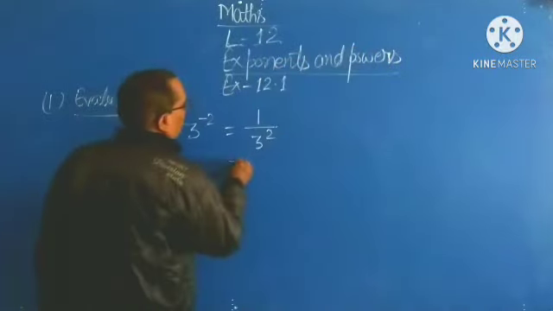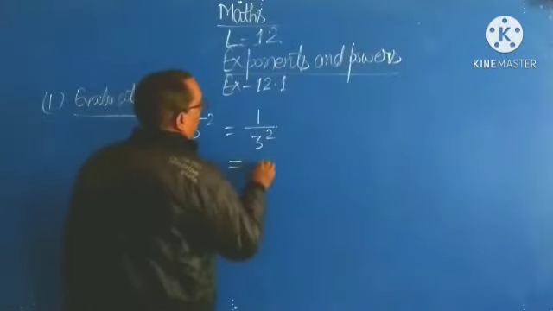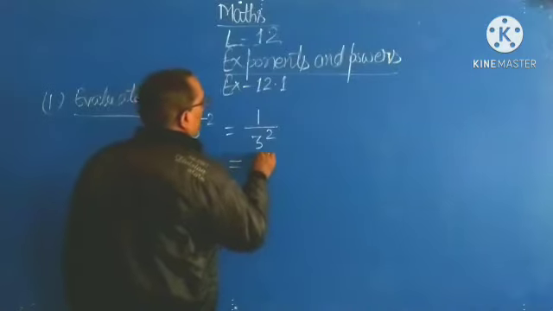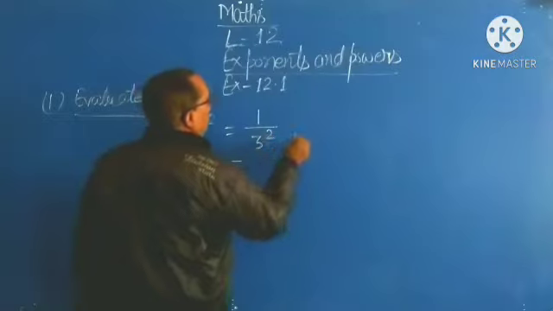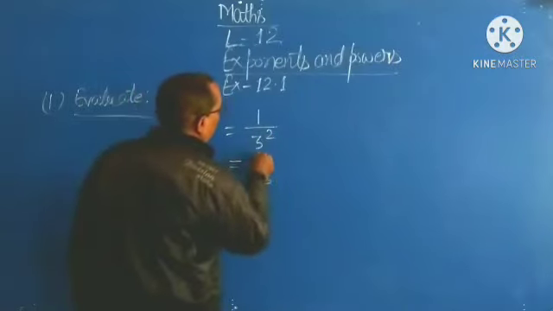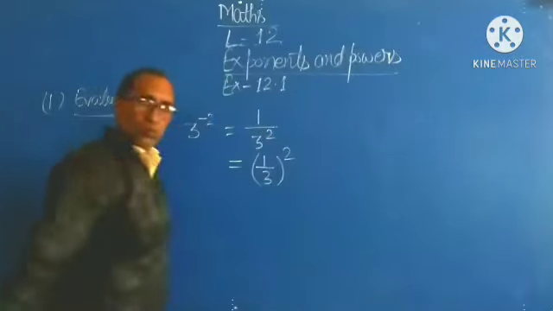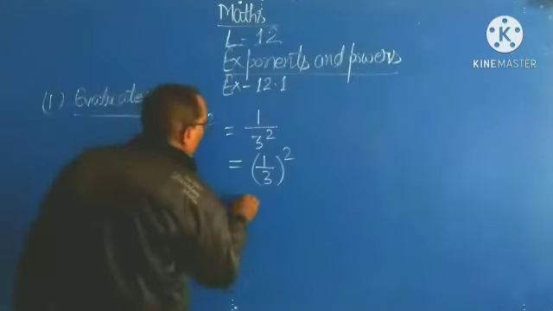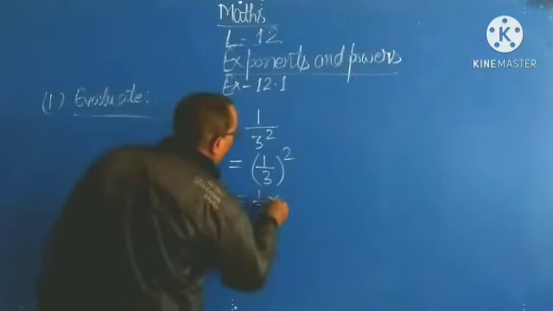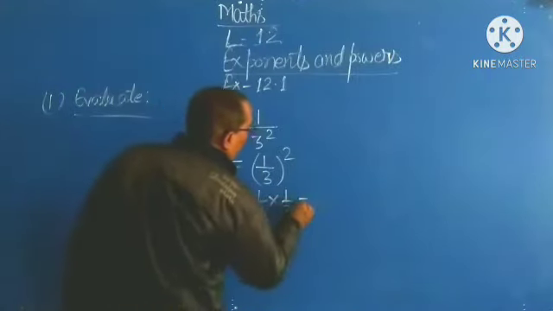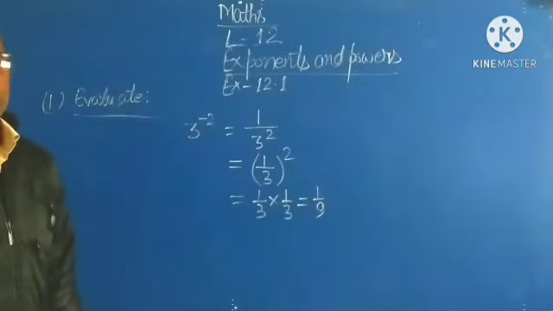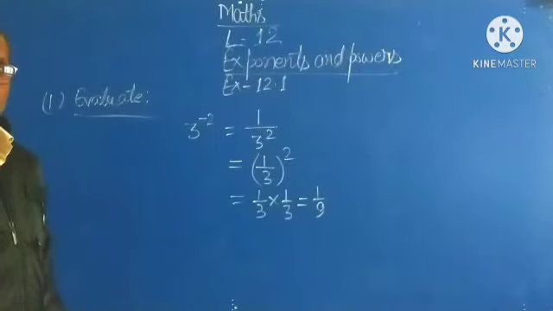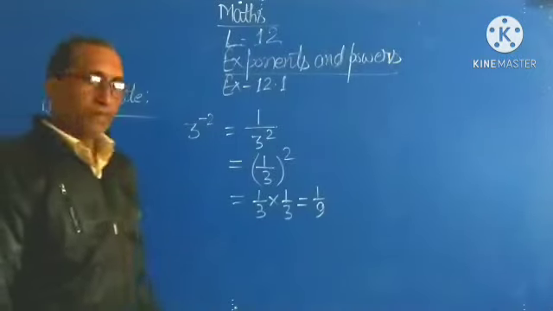And when you simplify this, you also write this in the form of 1 upon 3 to power 2. And you write down 1 upon 3 into 1 upon 3, that is 1 upon 9. This is your answer. Clear?